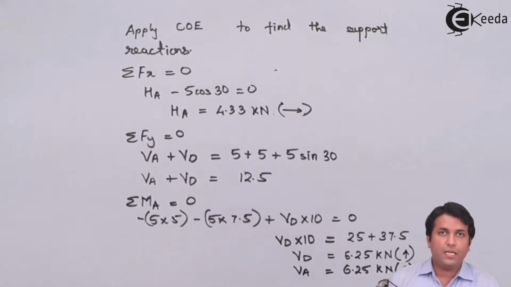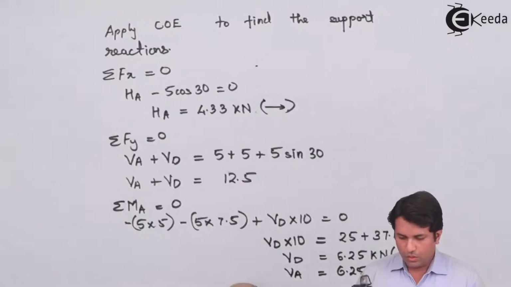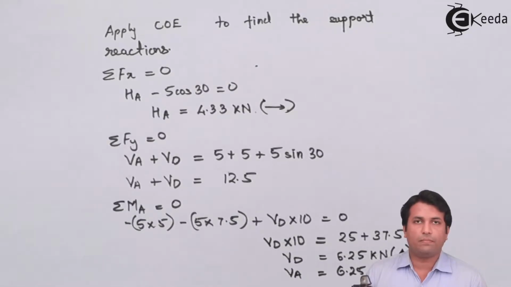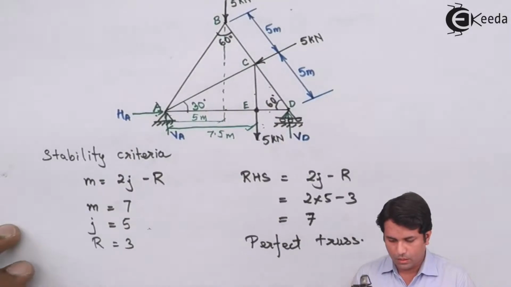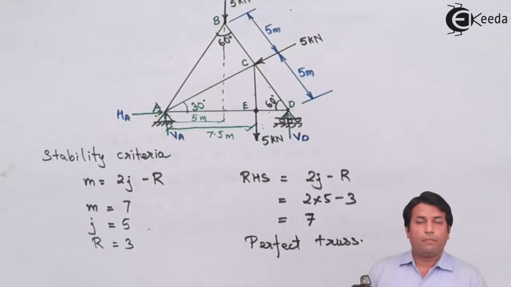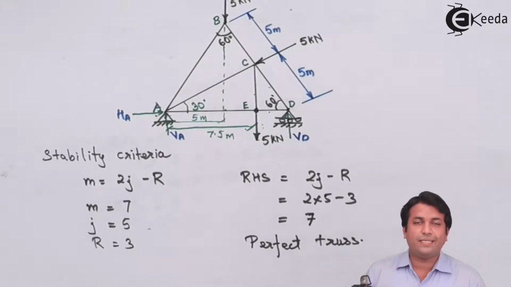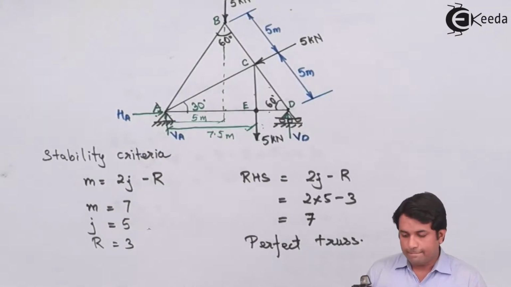Now the next step being, I have to find out the forces in all the members. So the next step that we need to do in this case is find out the forces in all the members. Now, by using method of joints, we need to find out the forces in all the members. But before that, we need to just check whether I can apply any special case in this example.